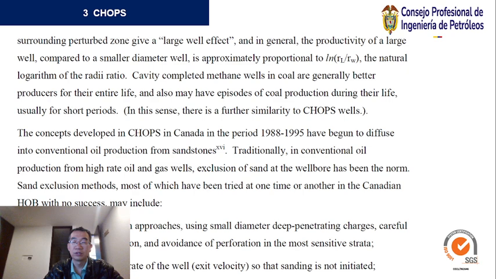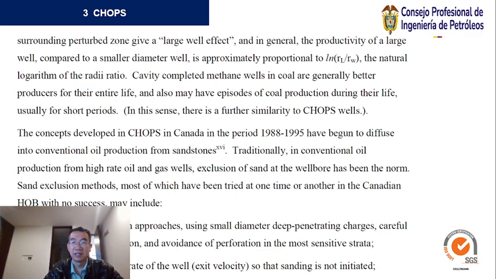of coal co-production during their life, usually for short periods. In this sense, there is a further similarity to CHOPS wells. The concepts developed in CHOPS in Canada in the period 1988 to 1995 have begun to diffuse into conventional oil production from sandstone, traditionally in conventional oil production from high-rate oil and gas wells.